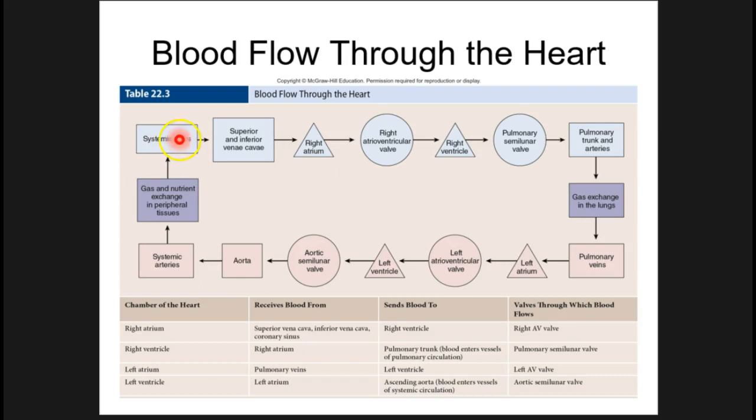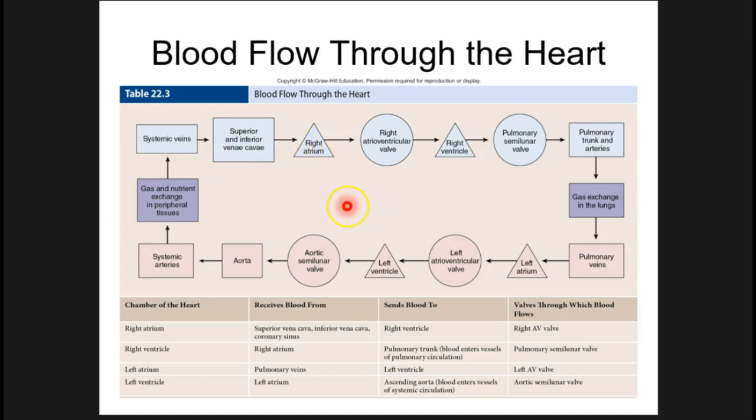So systemic veins to the superior and inferior vena cava, to the right atrium, through that right AV valve, to the right ventricle, through the pulmonary semilunar valve, to the pulmonary trunk and arteries, gas exchange in the lungs, back to the pulmonary veins, which take you to the left atrium. Now we're on the left side of the heart, through the left AV valve, to the left ventricle, to the aortic semilunar valve, to the aorta, to the systemic arteries, and then finally, gas and nutrient exchange in peripheral tissues is going to take us back to that right atrium.